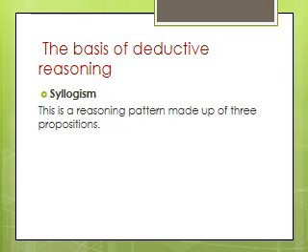Syllogism is a reasoning pattern made of 3 propositions. The first 2 being the premises from which the third proposition is derived. The third proposition is the conclusion. And every syllogism must be composed of 3 propositions, no more, no less.